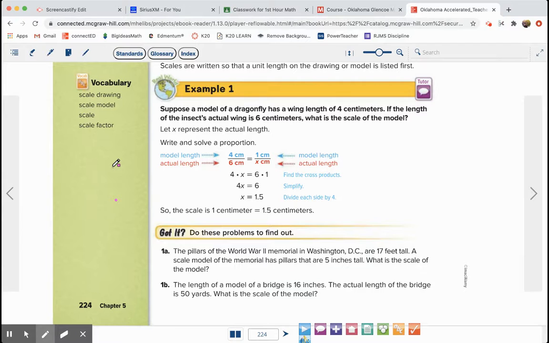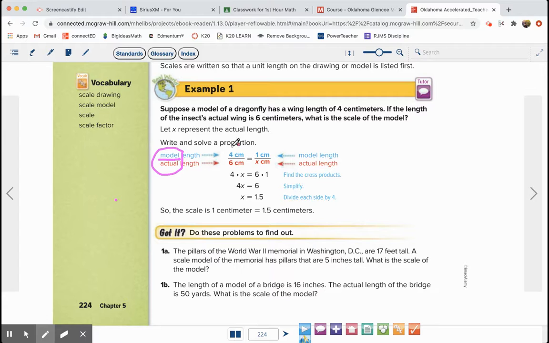So what they're saying is, if the model is 4 centimeters, but the real thing is 6 centimeters, what calculation or measurements are they using to get that? I want you to write down the words model over actual. That is how we always set up our scale. It's the model number over the actual number. So they put 4 over 6, and you're setting up a proportion, just like what we did when we were solving for our toy measurements.